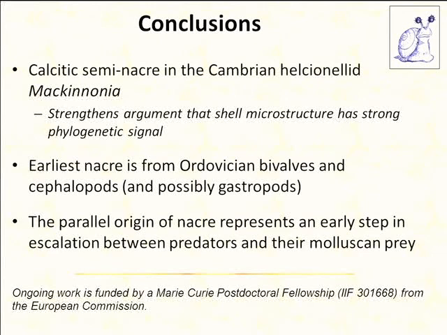So to sum up, you've got calcitic semi-Nacre, not Nacre, in the Cambrian Halkieriid Maconnia. This is similar to what you see in morphologically similar forms, stenothecids, so that strengthens this hypothesis that you have a strong phylogenetic signal for shell microstructure. Earliest Nacre that we know of currently is from the late Ordovician, we see it in some bivalves, some cephalopods, possibly a gastropod, jury's out. And the parallel origin of Nacre reflects this increasing arms race during the Great Ordovician Biodiversification Event, or possibly just prior to that. Thank you.